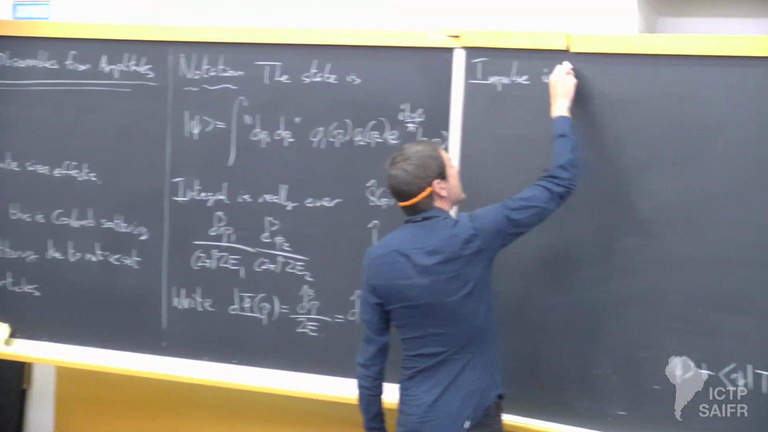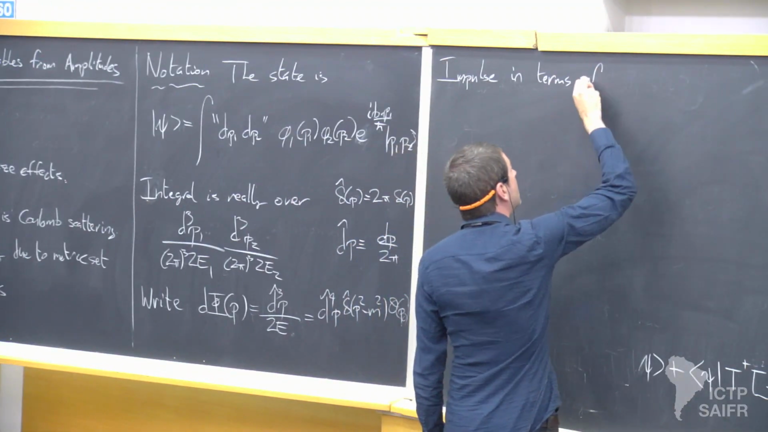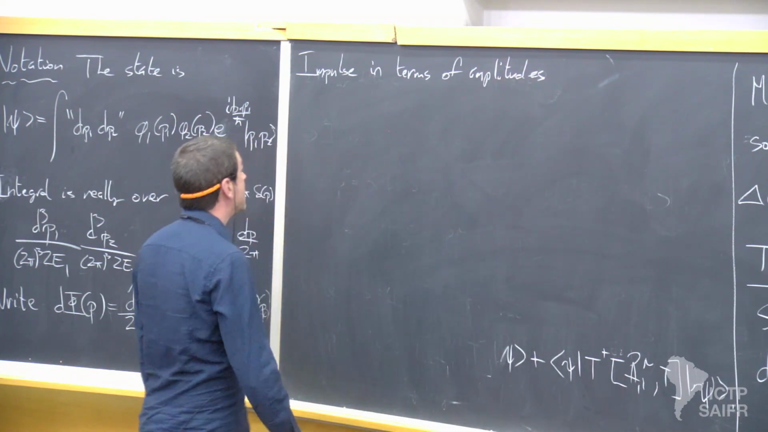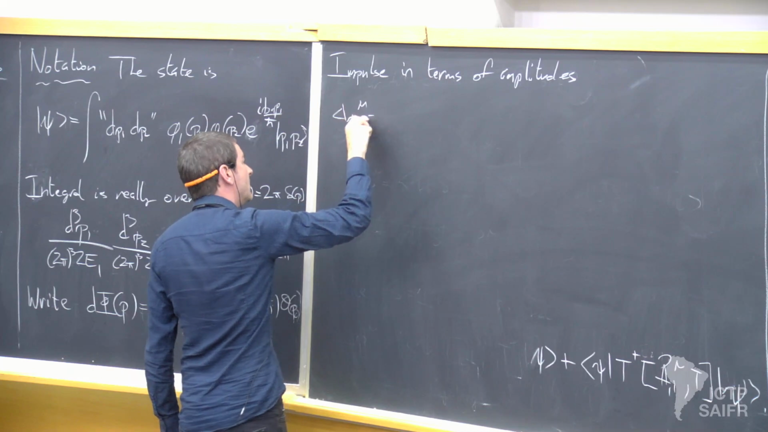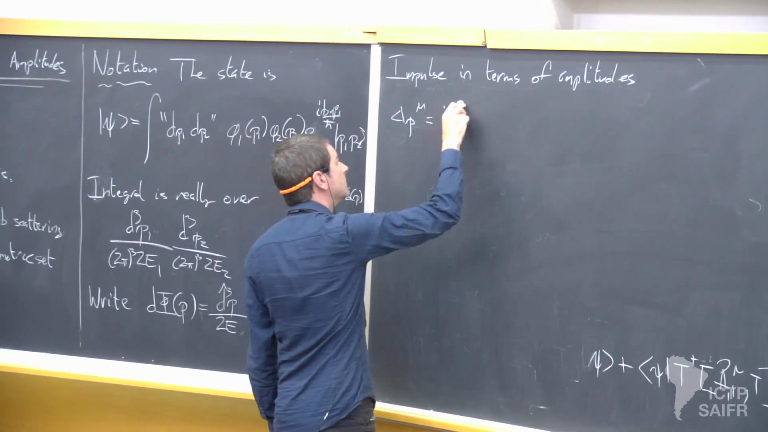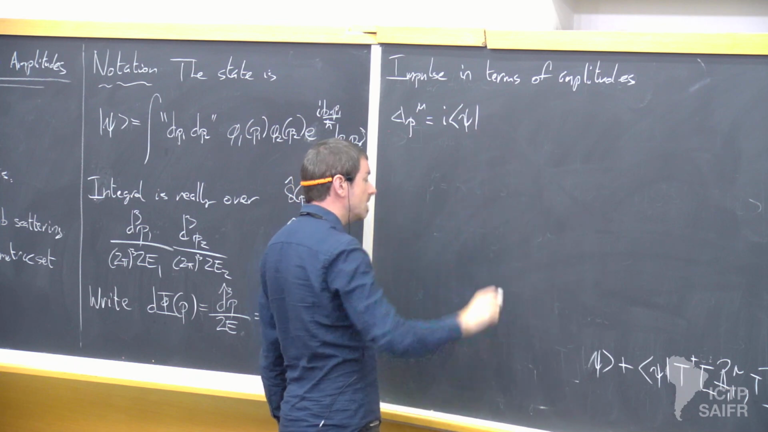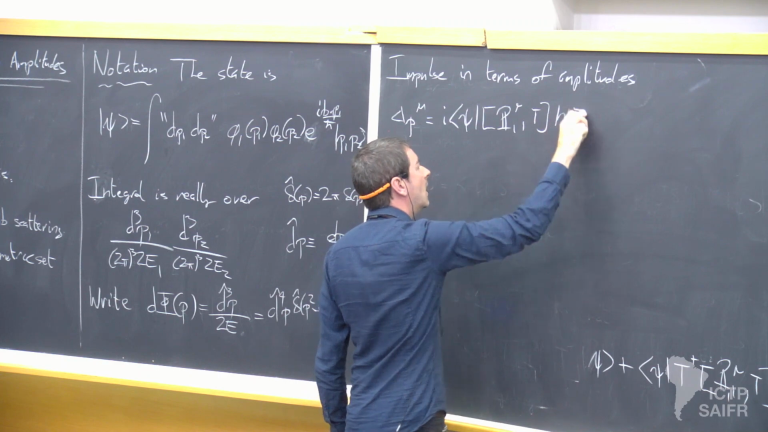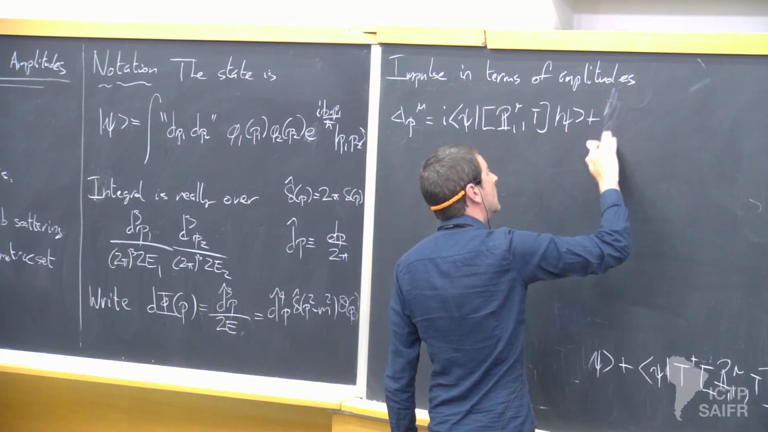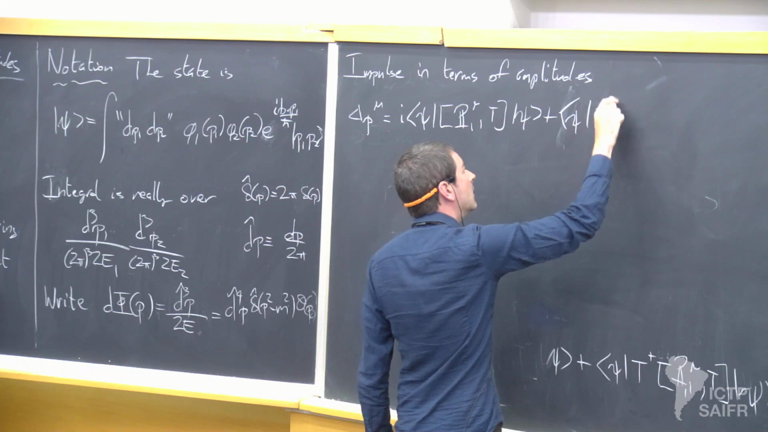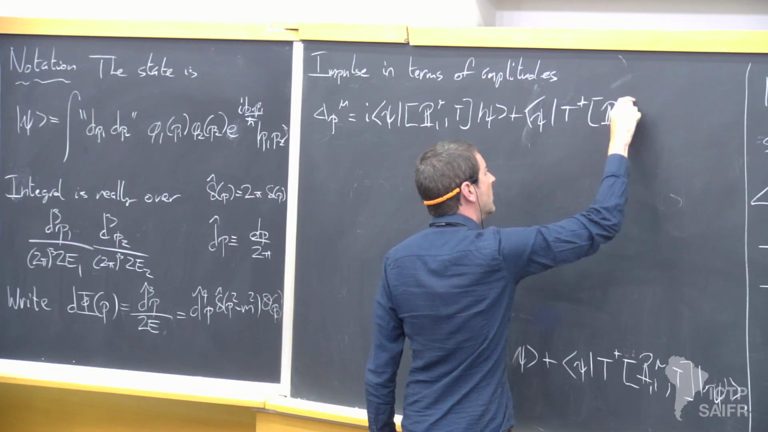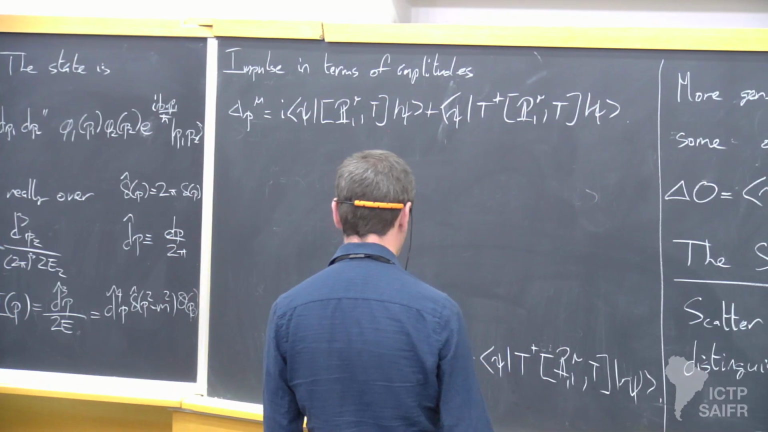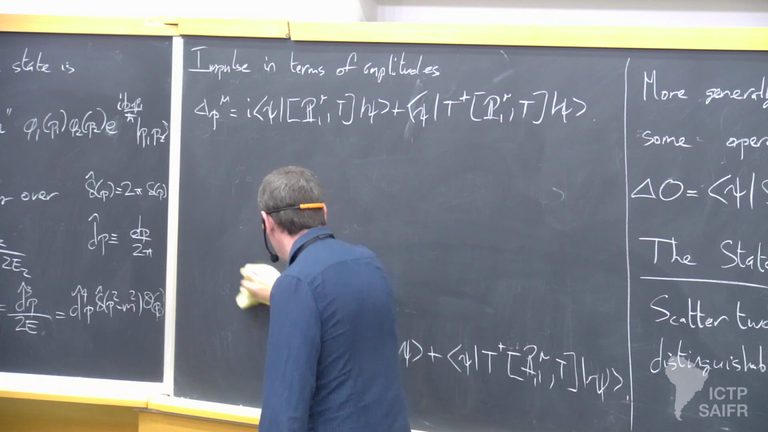Okay, so let's work out the impulse in terms of amplitudes. Let me rewrite the expression, which I partially erased here. The commutator of momentum operator P1 with T, psi plus psi T dagger P1 mu T psi.